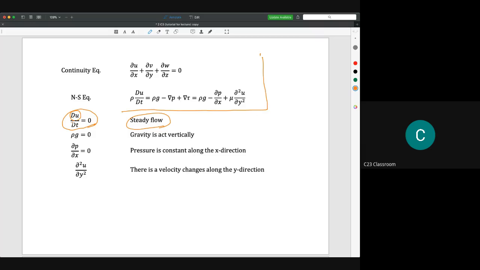And then the gravity acts vertically. So we assume that rho g will equal 0 because gravity does not act on horizontal motion. And then the pressure along x is constant. So we have dp/dx equal to 0. And also the velocity changes along the direction of y. So it means the du/dy here will remain a certain value.